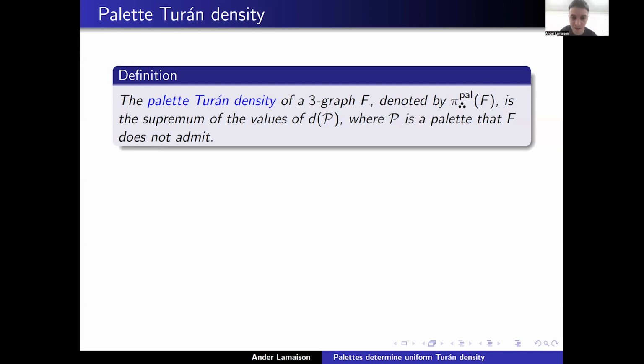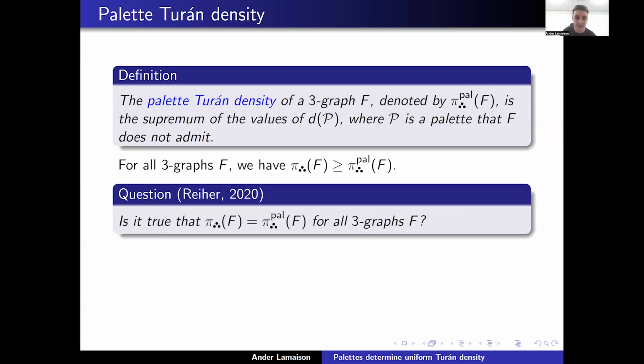Well, we can describe this optimal lower bound as the palette Turán density of F. Now, seeing that for all examples that we know so far, the best lower bound comes from palettes, the natural question to ask is, is it always going to be sharp? Are all the lower bounds that you can prove on uniform Turán density coming from palettes?